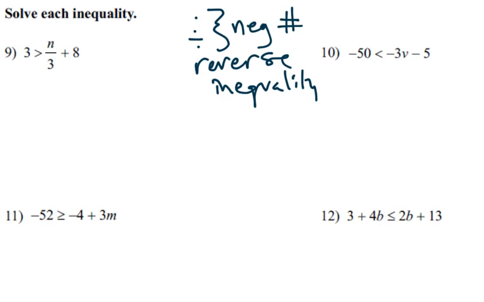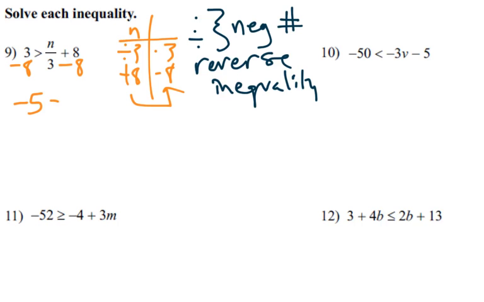Alright, so you should have had enough time with that. So number 9, we're still dealing with an inequality. What did we do to n? We divided by 3, then added 8. So we go backwards. We subtract 8, times by 3. So subtract 8 from both sides. 3 minus 8 is negative 5 is greater than n divided by 3. Now we're times-ing them by a positive 3, so we don't have to change anything. We get negative 15 is greater than n.